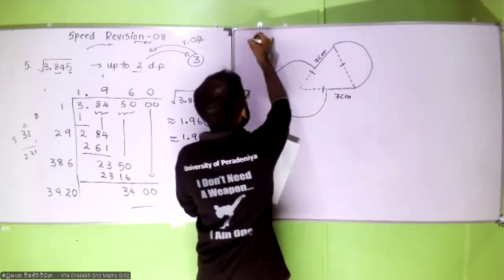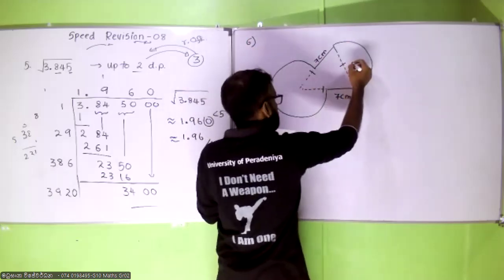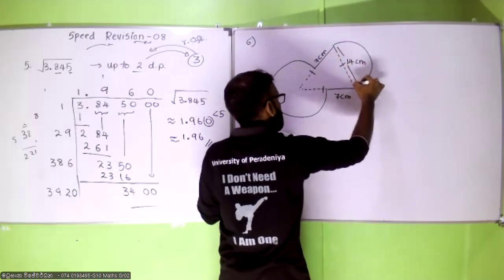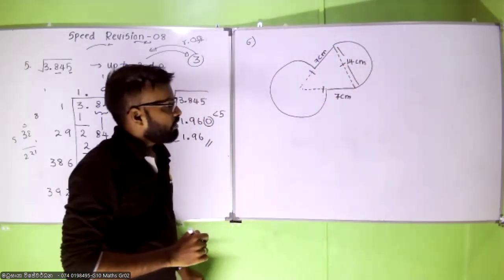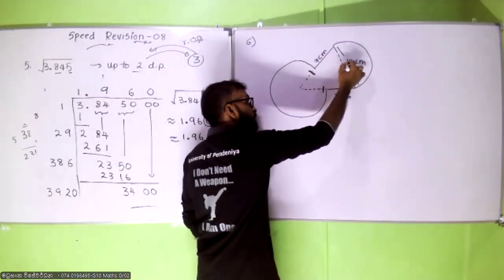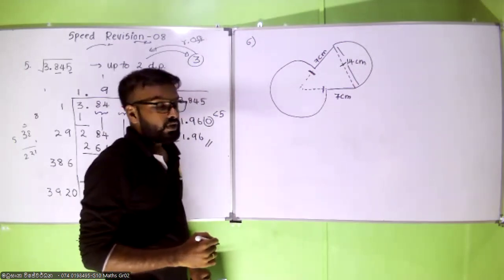This is the 6th question. This is 14 centimeters. In the figure, they have marked something like this. What is the meaning of that?